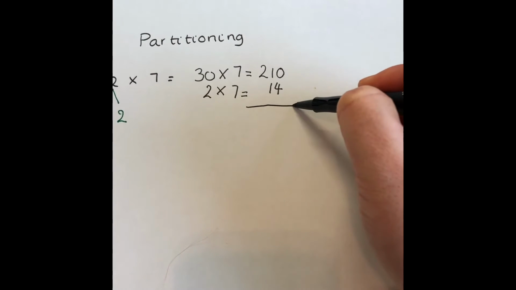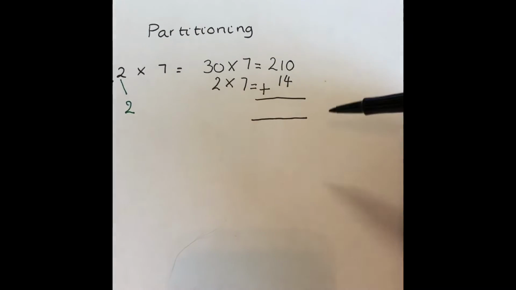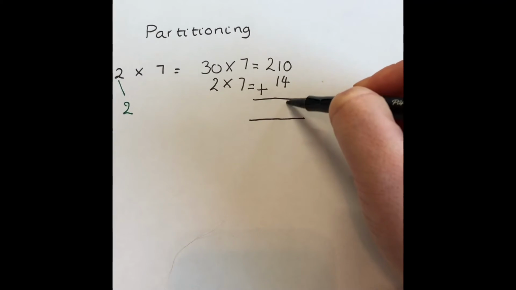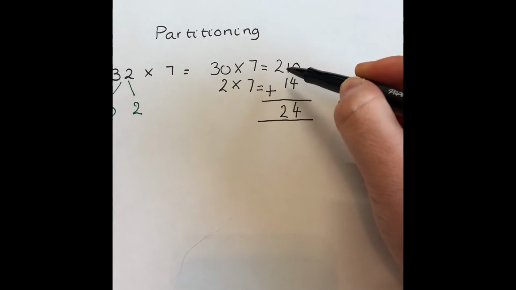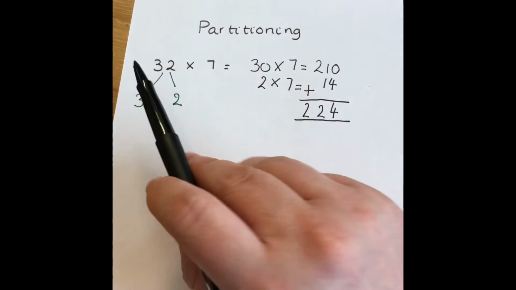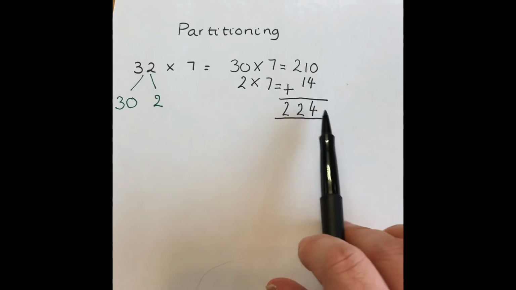So we're going to do a chimney sum, to find our answer. So 0 plus 4 is 4, and 1 plus 1 is 2, and 2 plus 0 is 2. So the answer to 32 times by 7 is 224.